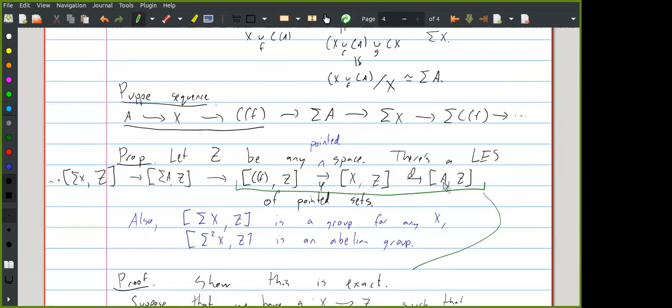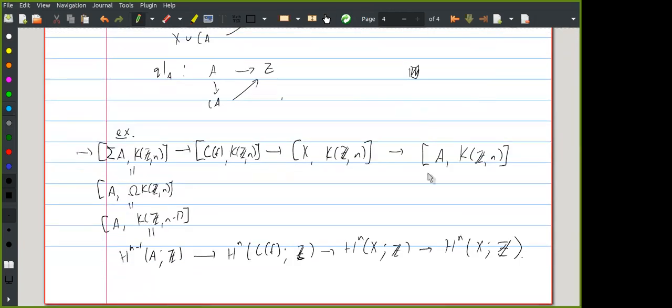So this sequence comes out of these topological constructions and it's the equivalent of one of these cohomology long exact sequences that exists purely in topology. Okay. All right. So there are a few other things that I should say.